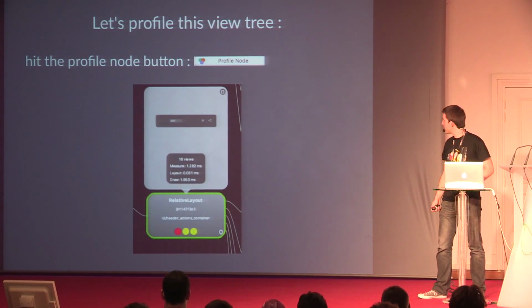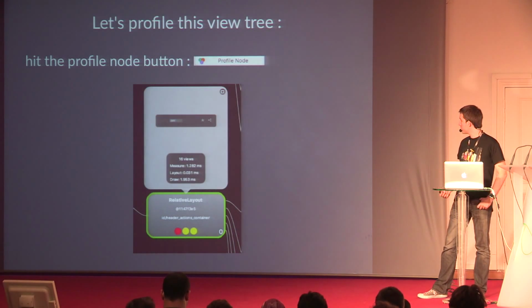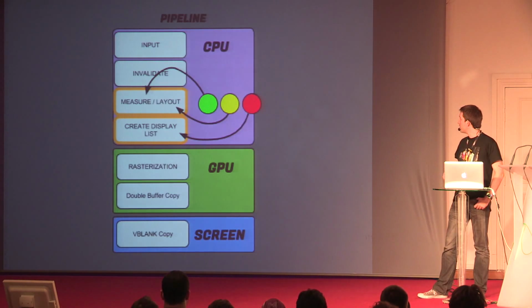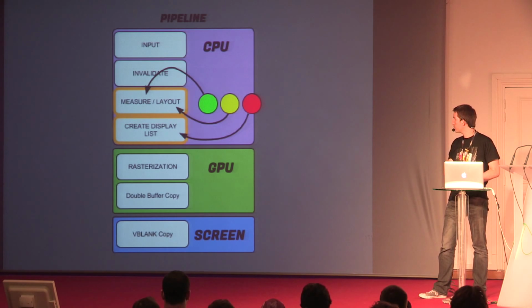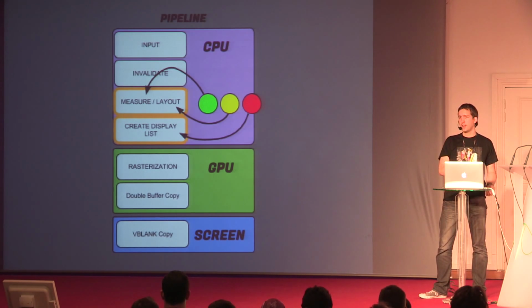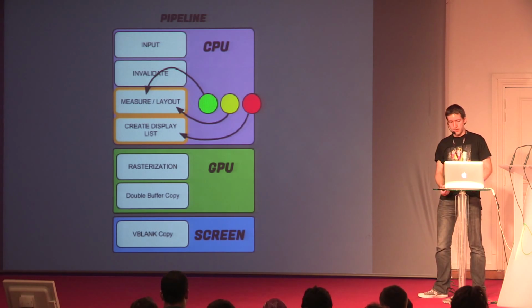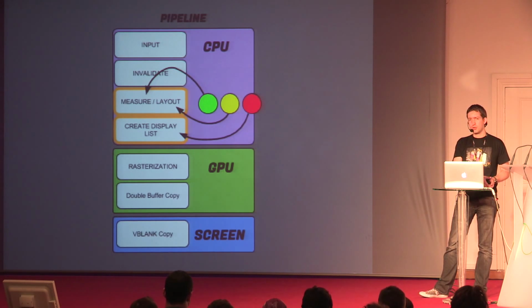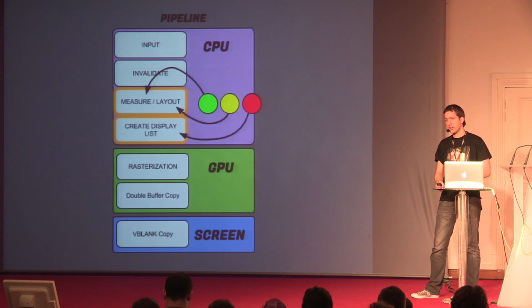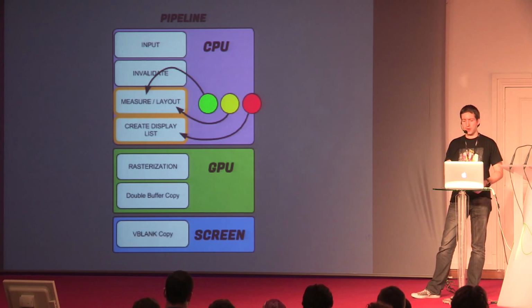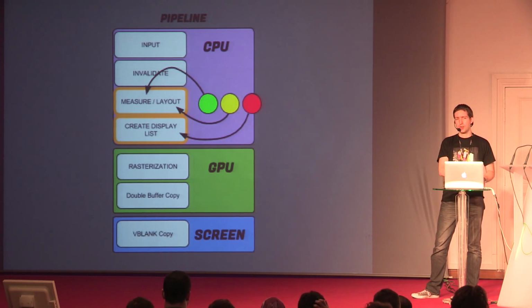What it does is that for each node, we get 3 circles. The first one corresponds to the measure pass, the second one to the layout pass, and the third one to the display list, which roughly is the draw call. It is color-coded relative to the node you are analyzing, from green to yellow to red, and red are the slowest parts of your hierarchy. That way, you can identify which items are causing you trouble.